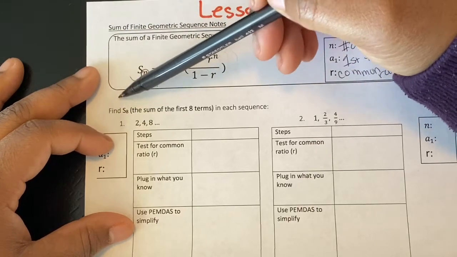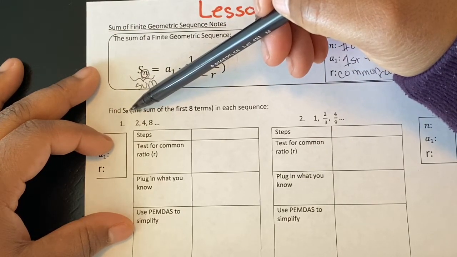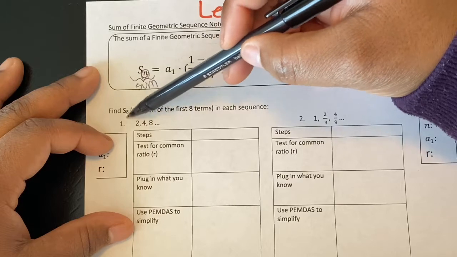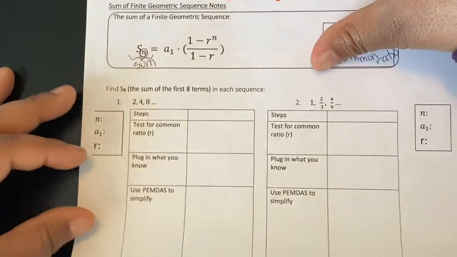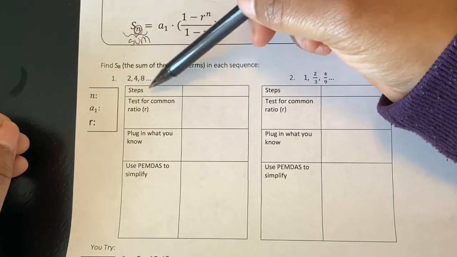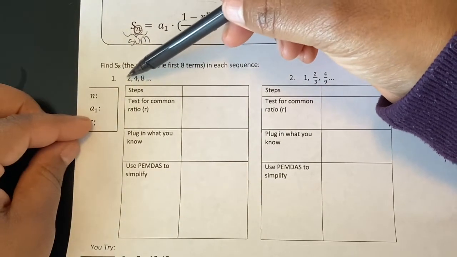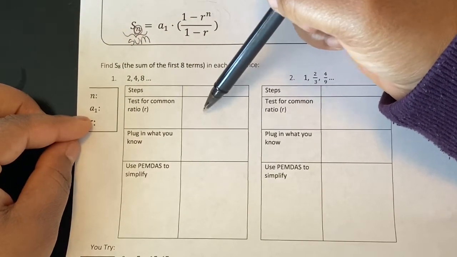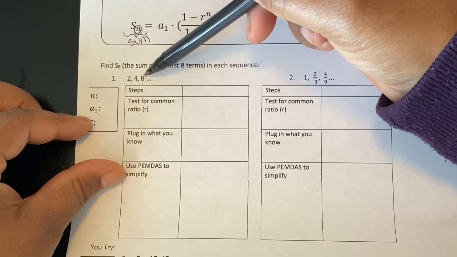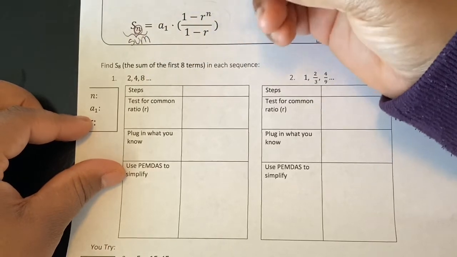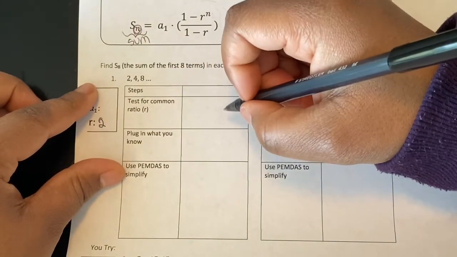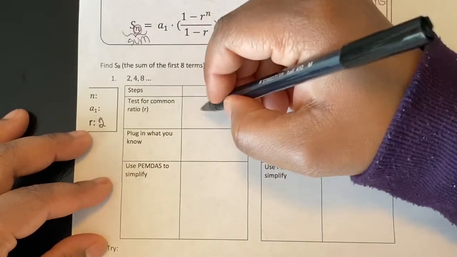Okay, so I asked you to find the sum of the first 8 terms in each sequence. Okay, first thing we have to do, remember, you have to test. We know it is a geometric sequence because I tell you that, but we need to know what our common ratio is. So the first thing you do is a test. Now, if you can look at this and say, hey, 2 times 2 is 4, 4 times 2 is 8, then you can already know that your R here is going to be 2, because we're multiplying by 2 each time. But for the sake of just checking and making sure you're accurate, do your test.